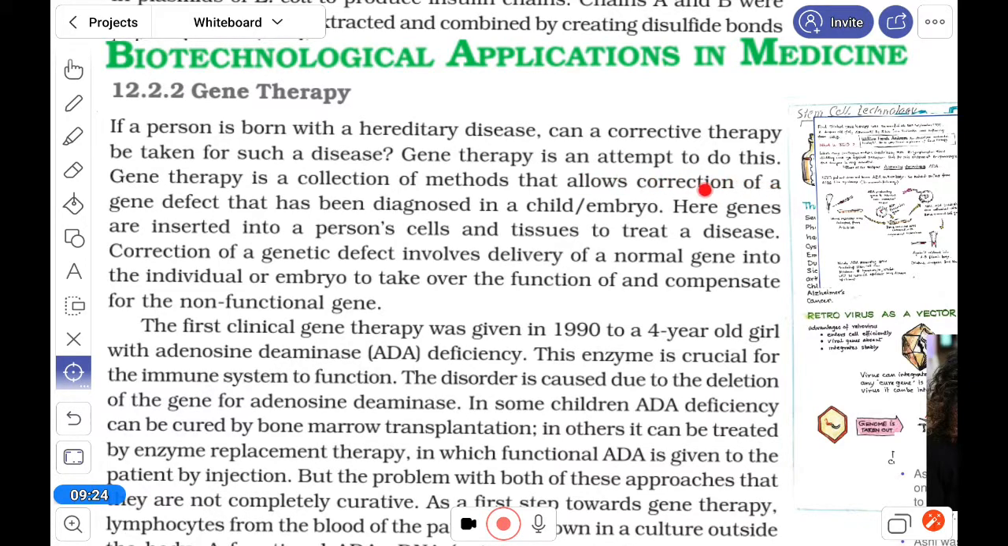Here it allows the correction of a genetic defect in adults, also in children, in embryos, and others. Here we will describe one gene therapy which is in your syllabus, the first case of gene therapy. The first clinical gene therapy was given in 1990 to a 4 year old girl, Ashanti De Silva from Sri Lanka, who was suffering from adenosine deaminase deficiency. I will be discussing this part.